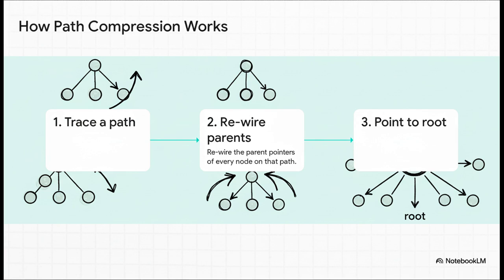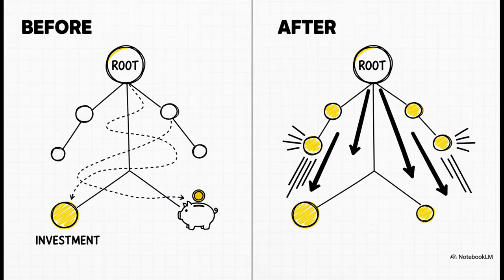For every single node you pass on your way to the top, you just rewire its parent pointer so it points directly to the root. What you're doing is flattening the tree on the fly. It's this tiny investment of work one time that pays off big time later on. Because the very next time you search for any of those nodes you just fixed, the trip to the root is just one single hop. It's this brilliant, beautiful idea of making things better as you use them.